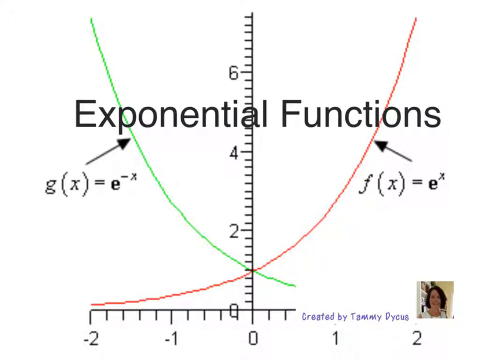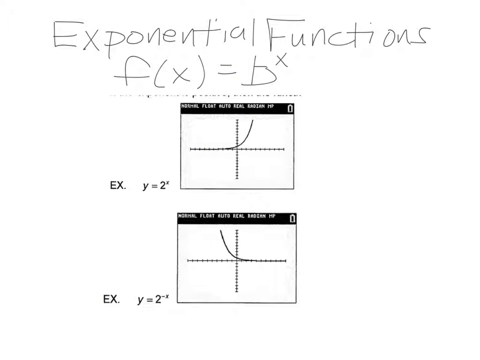Exponential functions. Exponential functions are characterized by variable exponents. So instead of your x being down on the ground like normal, your x is an exponent. And they model situations that exhibit exponential growth, such as a rabbit population doubling every 6 weeks, or exponential decay, such as the half-life of chemical compounds. And the basic form of these functions is f of x equals b to the power of x.